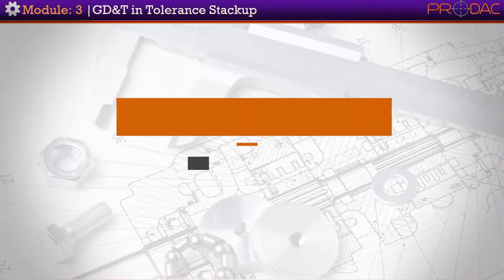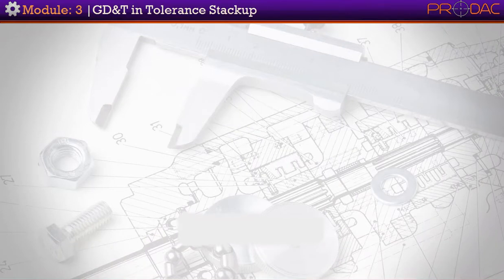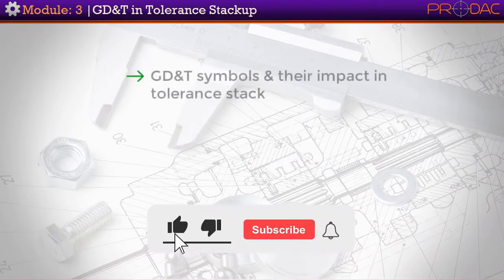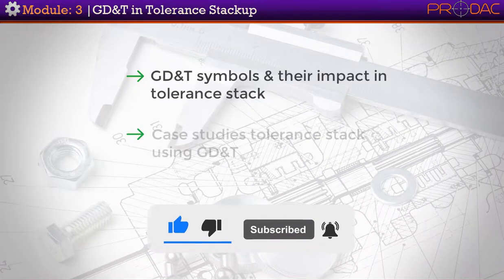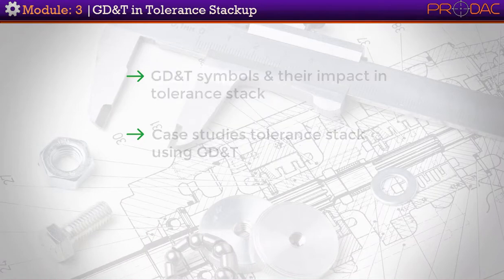Module 3: GD&T in Tolerance Stackup. In this module, we'll be learning about GD&T symbols and their impact in tolerance stack. Also, we will be looking at some cases to understand how to consider GD&T tolerance while computing tolerance stack. So, let's get started with Module 3.